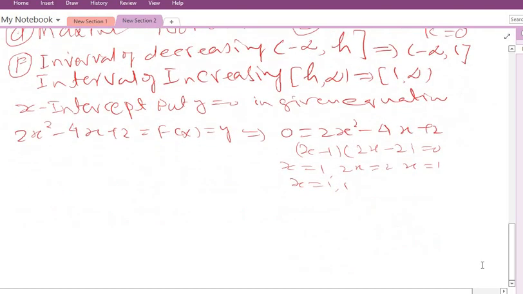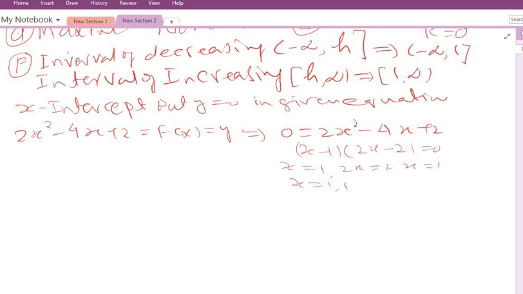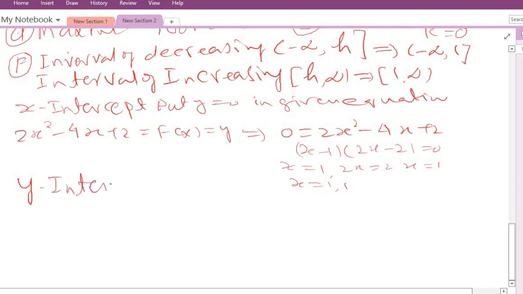Now the y-intercept, how can we calculate it? For the y-intercept, put x equal to 0. The equation is 2x square minus 4x plus 2 is equal to y. What you have to do is just replace x is equal to 0.